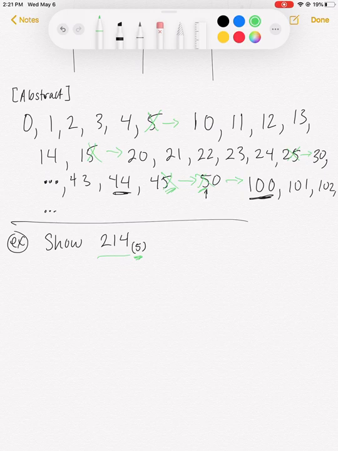Okay, so we're going to show it on our chip chart. So I'm going to do my red column, my green column, my blue column, and my yellow column.